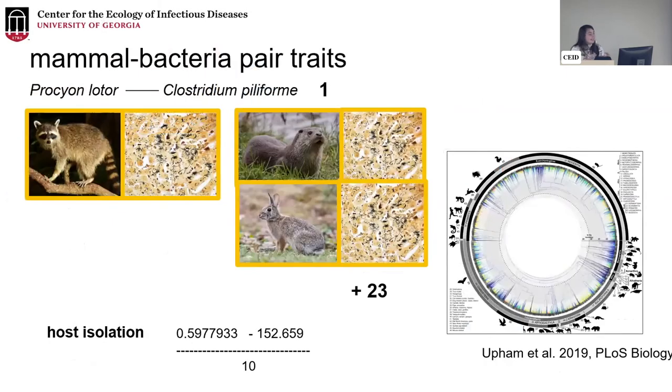Lastly, we can think about the specific traits of that raccoon and Clostridium pair. Clostridium is hosted by 25 other North American mammals. So we can think about the host isolation of raccoons from all those other 25 hosts of Clostridium, because we know that relatedness might relate to how that bacteria attaches to cells and whether the immune system of the vertebrate can fight off bacterial infection or not.